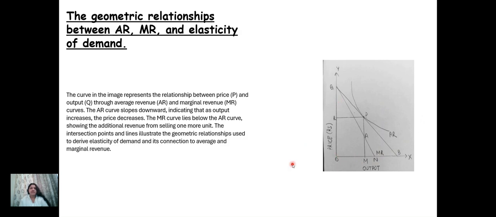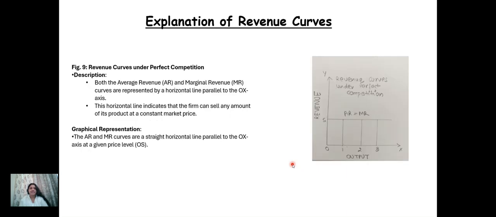This geometric relationship explains how to derive elasticity of demand and the connection of average and marginal revenue. In this curve you can see a straight line. Basically this expresses that average revenue is equal to marginal revenue. You can see point 1, point 2 and point 3. This line is constant, and it can be a continuous relation.